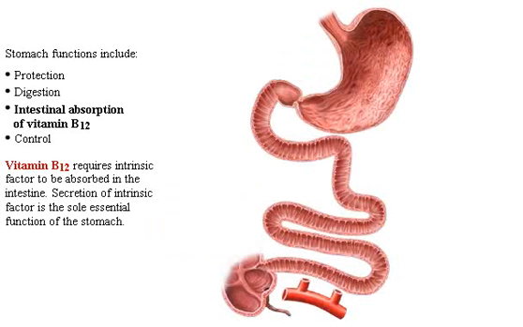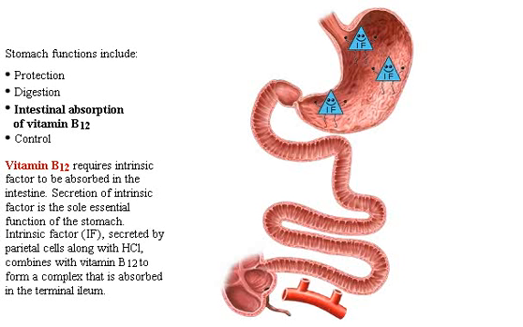Vitamin B12 requires intrinsic factor to be absorbed in the intestine. Secretion of intrinsic factor is the sole essential function of the stomach. Intrinsic factor, IF, secreted by parietal cells along with acid, combines with vitamin B12 to form a complex that is absorbed in the terminal ileum. Click an intrinsic factor character to continue.